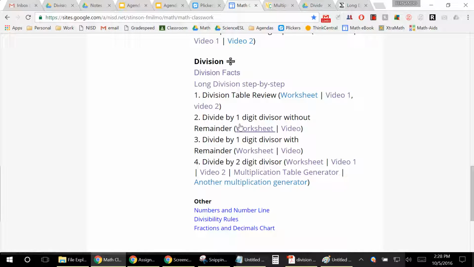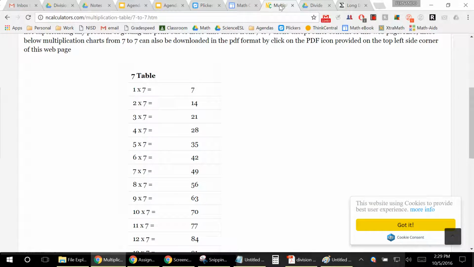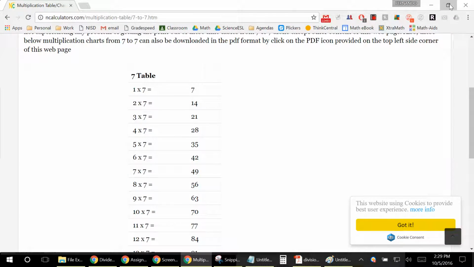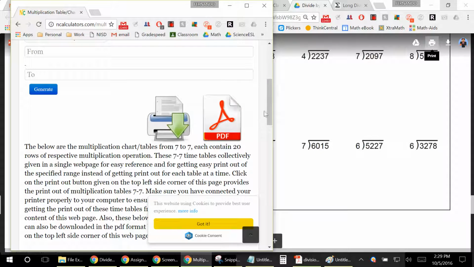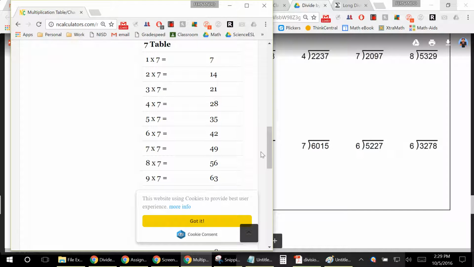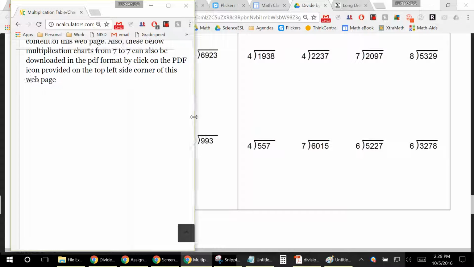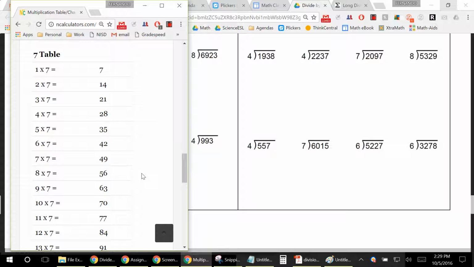For that, you're going to go to the math ebook, and from the two-digit divisor, I want you to get the multiplication table generator open. It will look something like this. Where it says the multiplication, you're going to go from 7 to 7, and we're going to generate. That will give us the multiplication table of just the number 7. I'm going to move it over here to the side so I can reference it in a little bit. In particular, you just need the numbers 1 through 9. You don't need all of the numbers, they're going to throw you off.